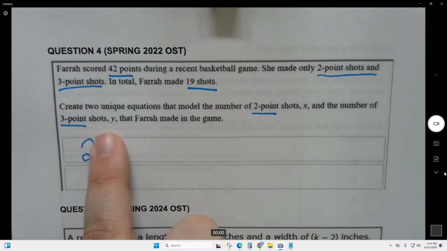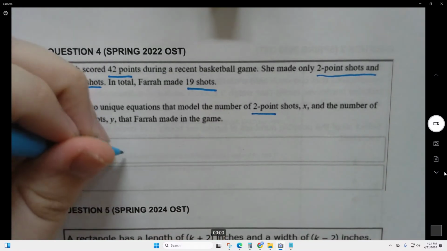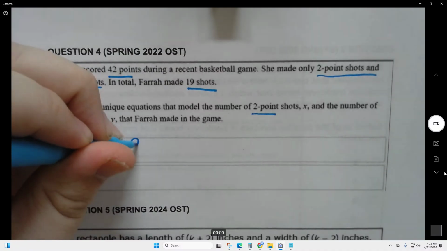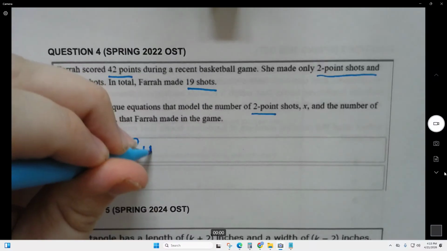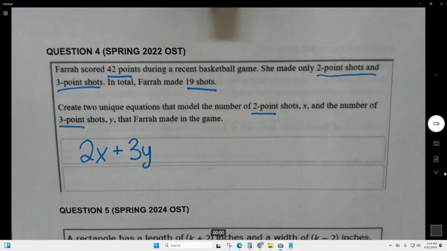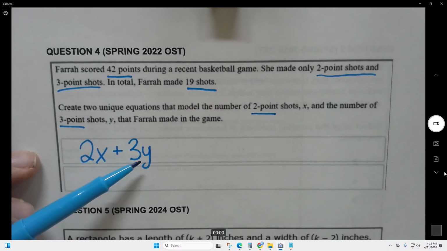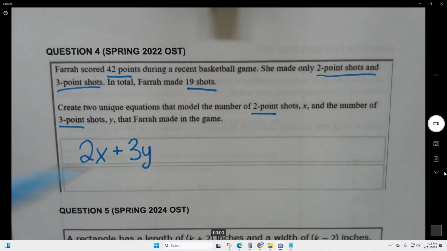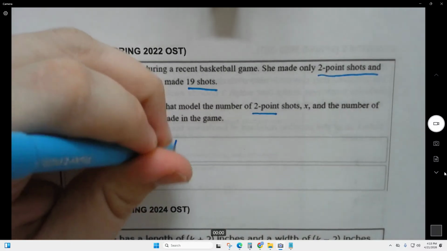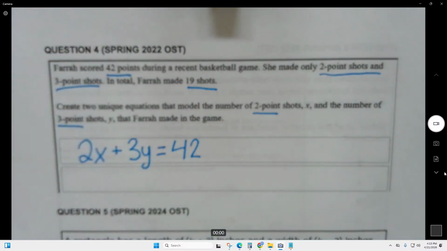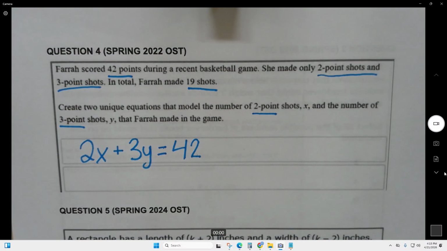And the number of 3-point shots, y. So you have to take the points from the 2-point shots and add 3 times the number of 3-point shots they made. Because if you only account for the number of shots they make, you're only going to give 1 point to this. You need to make sure you're giving 3 points per 3-point shot, in the same way that you're giving 2 points per 2-point shot. Equals the total number of points that they scored, 42. That's our points equation, okay?